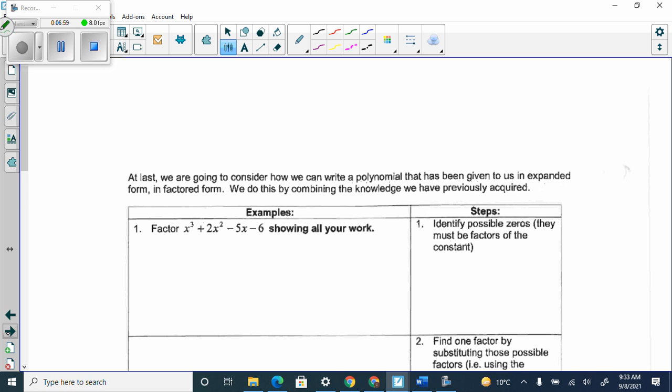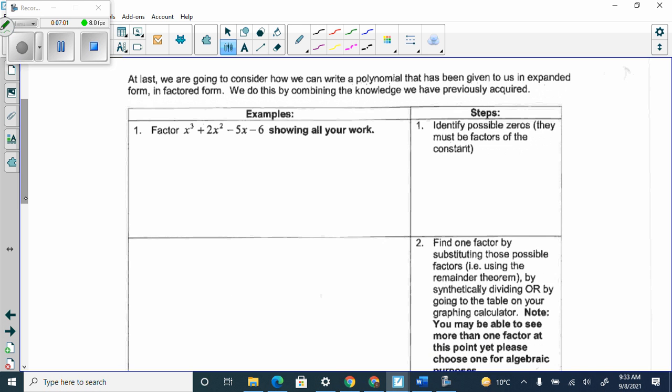Okay. So we're learning how to factor something larger than a squared, larger than a quadratic. Quadratics come up a lot in here because we're going to need to be able to factor a quadratic anyways. But right now it just says factor. So at last, we're going to consider how we can write a polynomial that is being given to us in expanded form, in factored form. We do this by combining the knowledge we have previously acquired.